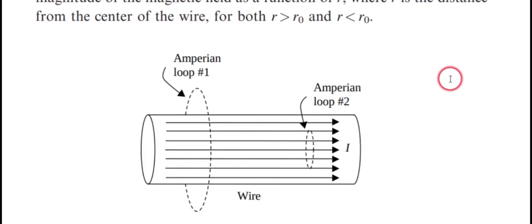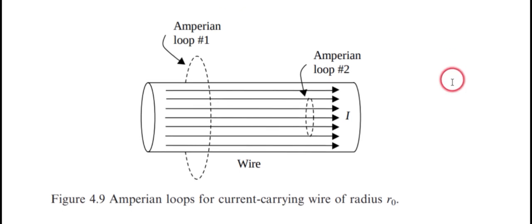Okay, so here's a nice drawing that he provided, right? So R0 is the radius. This is a blow up of a cross section of a piece of wire. R0 is the radius of this. So he's saying R greater than R0 is this imaginary loop going around this wire, which he calls Amperian loop number 1. So like something from Star Trek.